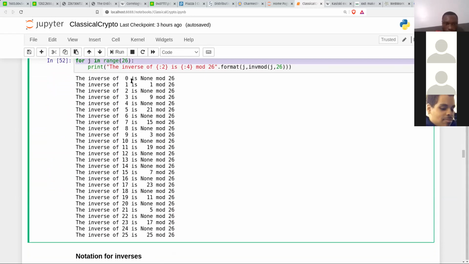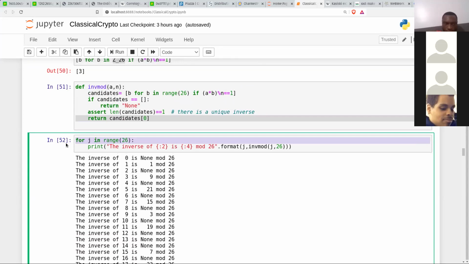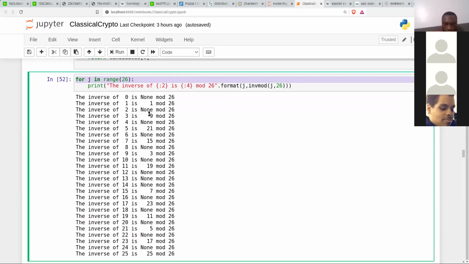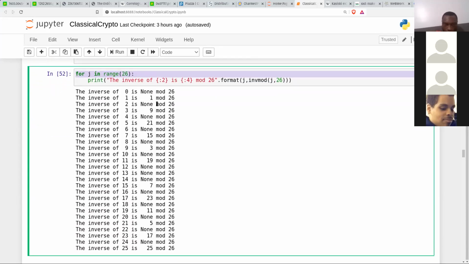So the inverse of 0 is none. The inverse of 1 is itself. 1 times 1 is 1. 2 has no inverse. And if you look through this list, you'll see that the ones that are coming up none, even though I didn't put this into the program, are exactly the numbers that have a factor in common with 26.